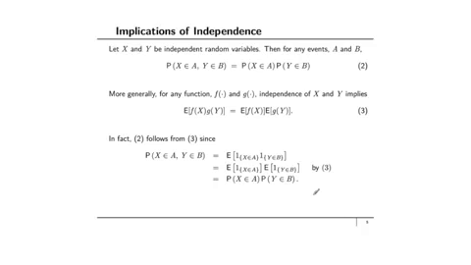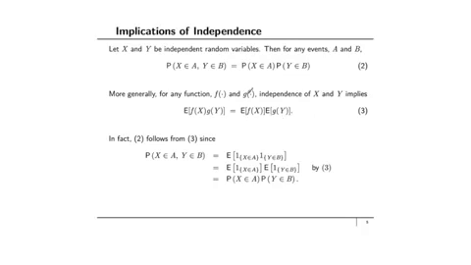Okay, some implications of independence. Well, I expect we're all familiar with this, but let's go through it anyway. Let x and y be independent random variables. Then for any events A and B, the probability that x is in A and y is in B, well, that factorizes into the product of the probability of x being in A times the probability of y being in B. More generally, for any functions f and g, independence of x and y implies the expected value of f of x times g of y is equal to the expected value of f of x times the expected value of g of y. And in fact, 2 follows from 3.